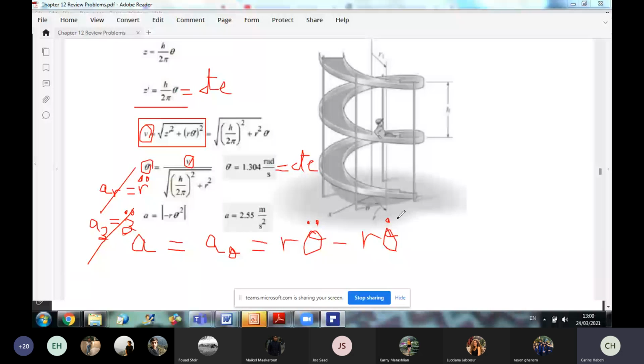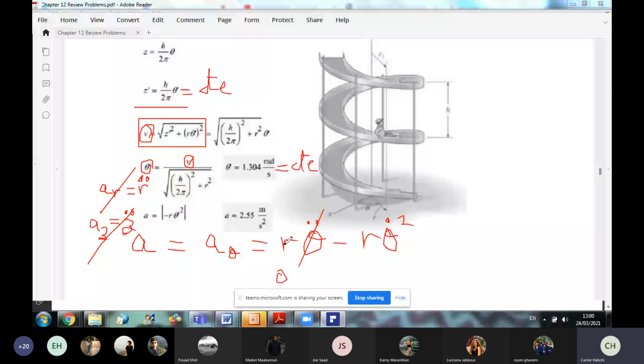So this term will cancel out. Then I deduce that a theta is minus r theta dot square. And in this case, for the formula here, let me fix it one second.